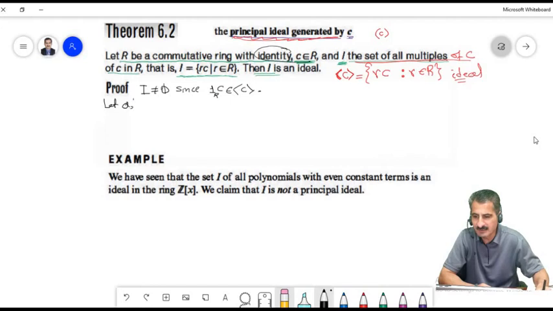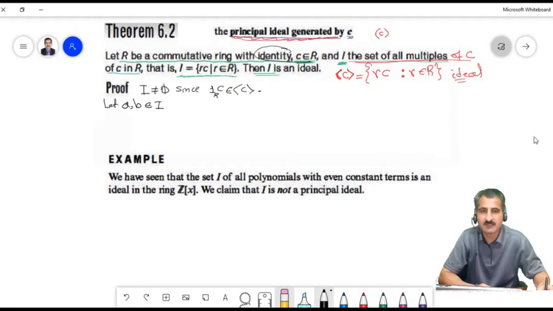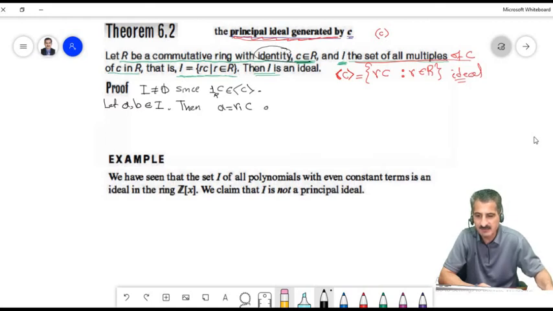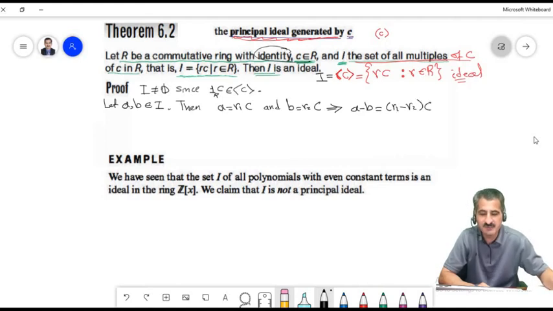Let a, b belong to I, then we want to show that a minus b is in I. What makes a and b in I? Then a equals r1 times C, because every element in that set, which we are denoting by I, is a multiple of C. So a is a multiple of C and b is a multiple of C, and if we subtract now a minus b, it is simply (r1 minus r2) times C, and this is a multiple of C. So it belongs to I.